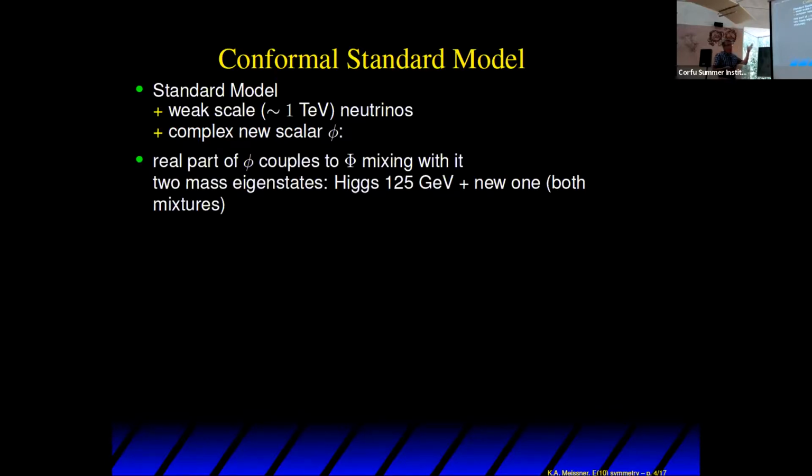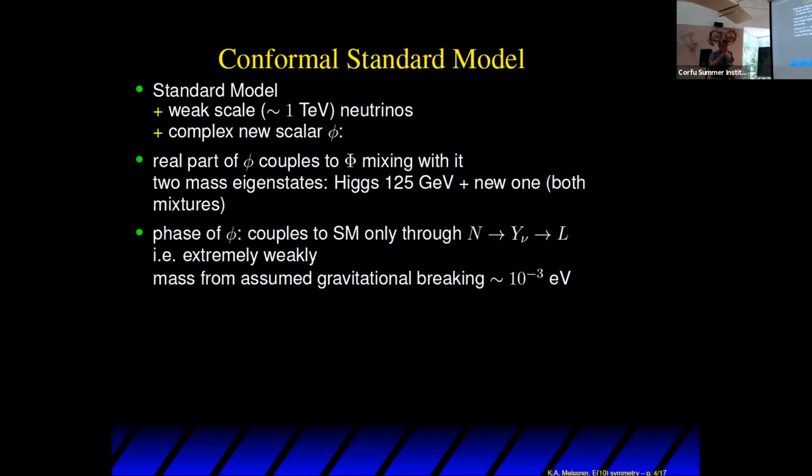So the model has only weak scale neutrinos, these right chiral neutrinos, and a complex new scalar phi. The real part of phi couples to the doublet through the mixing. So the 125 GeV state, what was measured at LHC in this model, is a mixture of mostly doublet and a little bit of this new one. There should be another orthogonal combination that would be mostly the new one and a little bit of the doublet. And that's the way both are mixtures. When the mixing angle is given, we can predict the mass. We don't have the mass of the new one, but we are waiting for a new Higgs-like particle, but very narrow, because the mixture of doublet is very small.